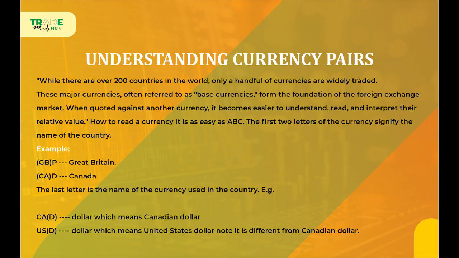And the P stands for what? Pounds. So Great Britain uses pounds. CA represents Canada. And in Canada, they use their own special dollar, different from the United States dollar. So Canadians use a certain Canadian dollar.